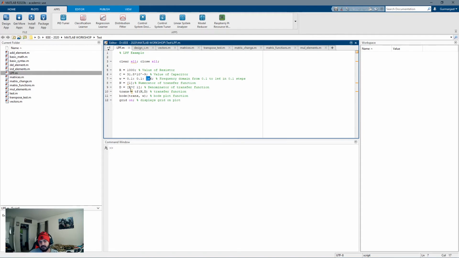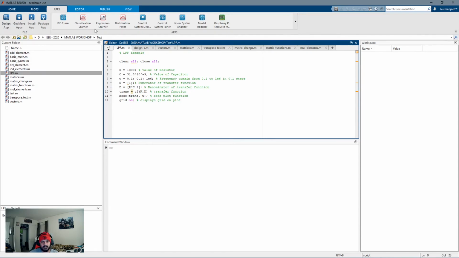And this can actually go into the Bode plot as well. You take the trans and the frequency domain, enter it into the Bode function, and this should pop out a different tab with just the Bode plot itself. It should have a dB scale and a phase plot as well. What grid on over here does is it just displays the grid on the plot.